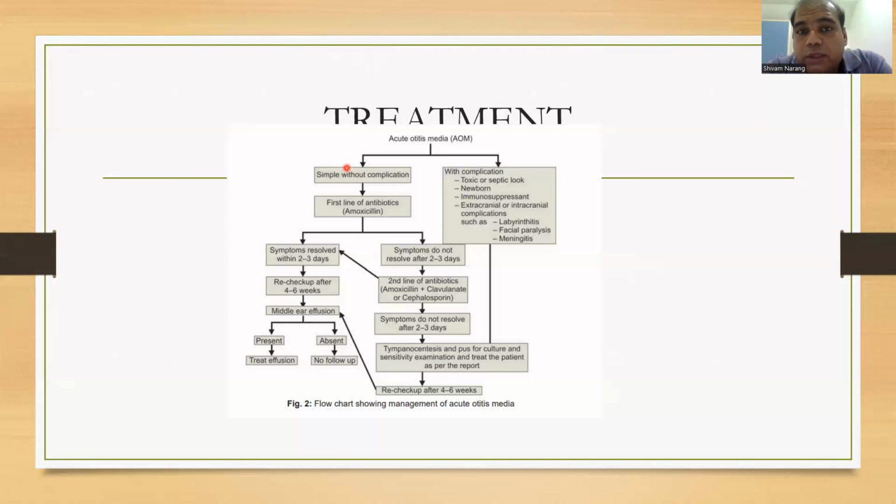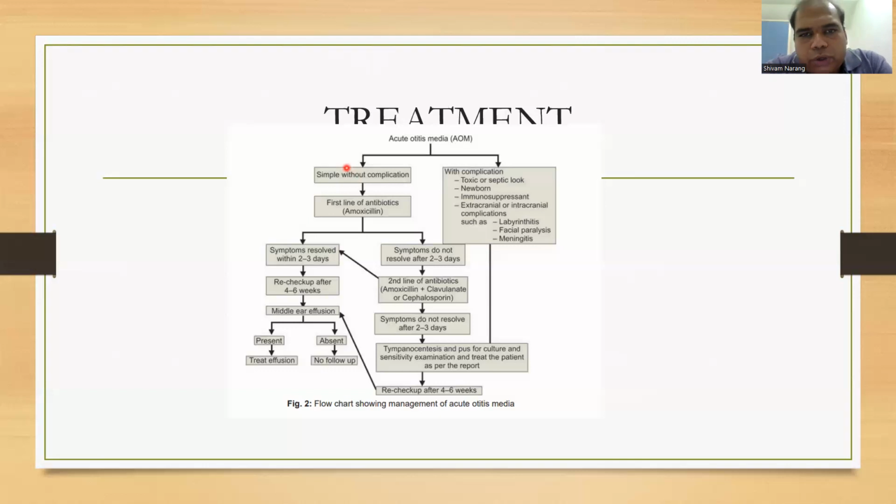If the discharge is not resolved, even on giving the second line of drugs, then we will go for tympanocentesis, that is aspiration of the pus from the middle ear cleft, and we will send the pus for culture and sensitivity, and we will start the antibiotic as per the culture sensitivity. Again, we will ask the patient to come after 4 to 6 weeks, and we again assess for middle ear effusion.